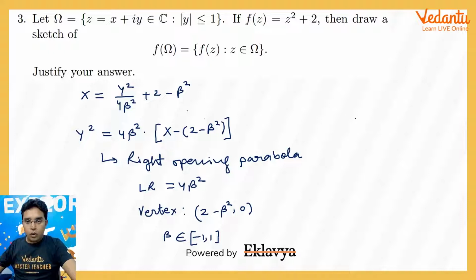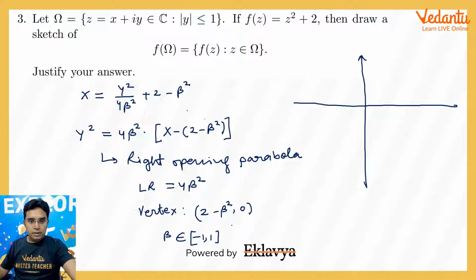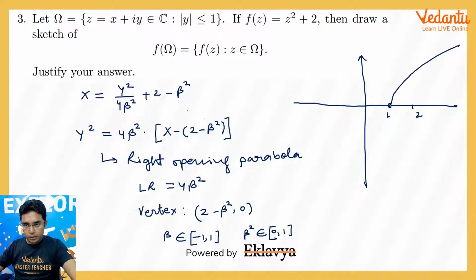So if I try to draw a diagram for this curve, what we can see, this vertex will be lying between 2 to 1, because β² will be from 0 to 1. So here this 2 − β² will be from 1 to 2. So my vertex will be from 1 to 2. And latus rectum will be 4β². For example, if I take β equal to 1 or -1, in both cases my vertex will be 1 and my latus rectum will be 4. So this kind of parabola would be the answer.